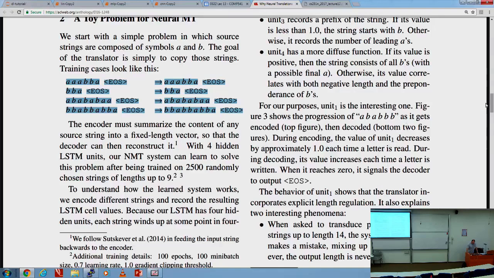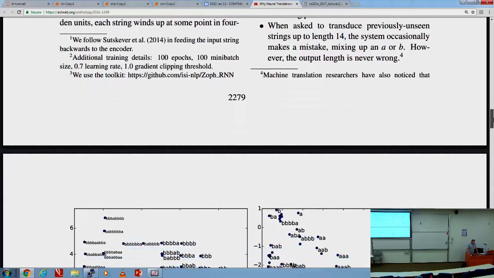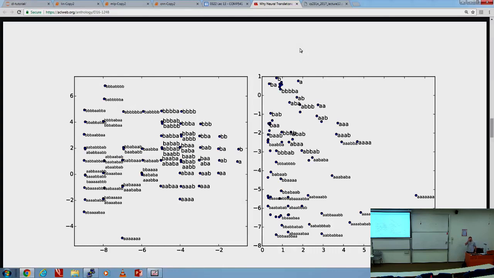Since we have a very simple problem, just A's and B's, and we have only 4 numbers, we can actually plot our examples in this hidden state space. What kind of sequence is leading up to what kind of hidden state? In this first plot, the x-axis is the first hidden state number, the y-axis is the second, and the individual points represent which sequence gets represented with which first two numbers. The second graph is for numbers 3 and 4. Looking at the first graph, and just at the x dimension, the first hidden state, what do you think this number has learned to represent?